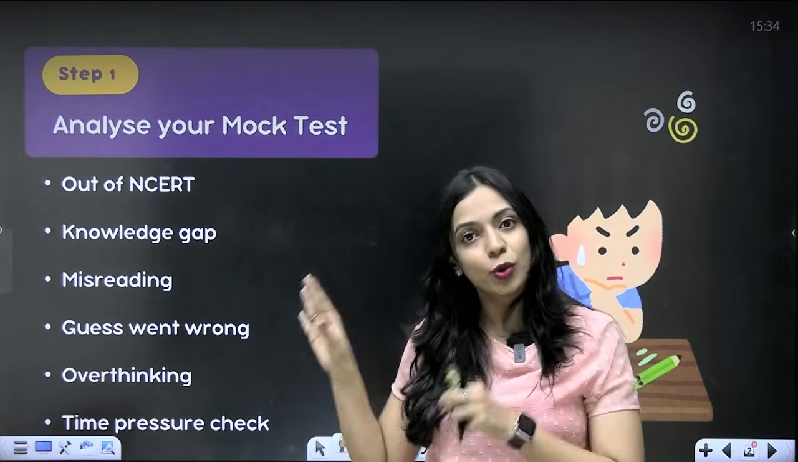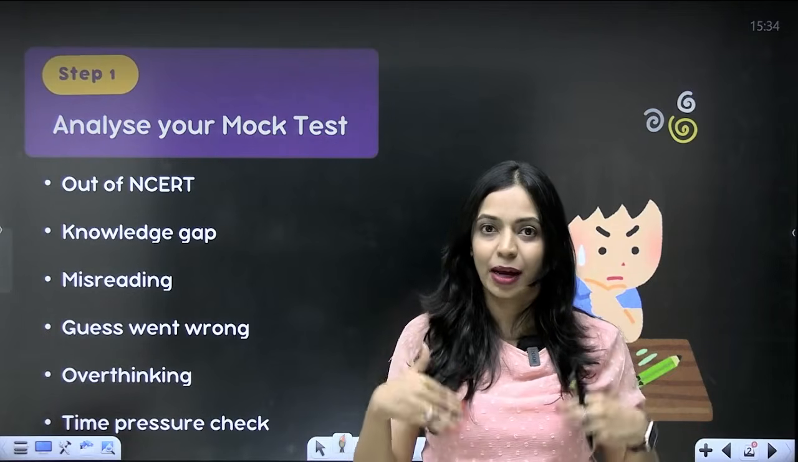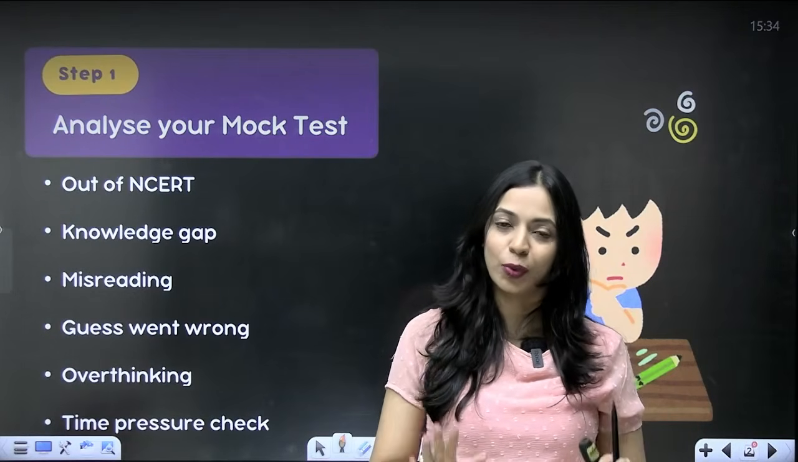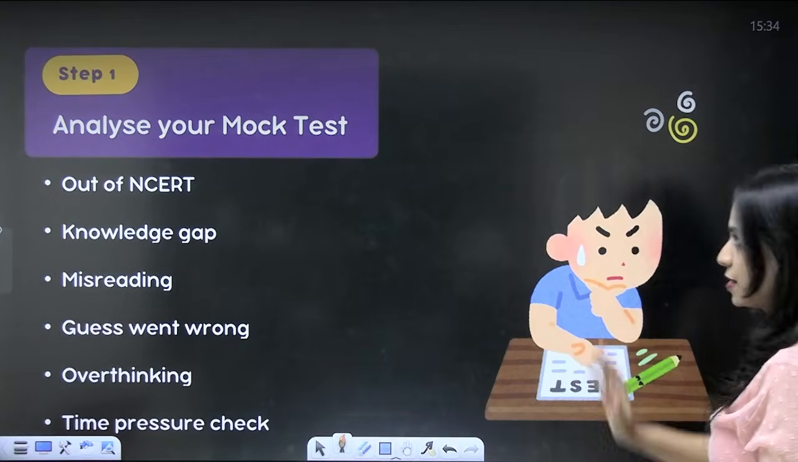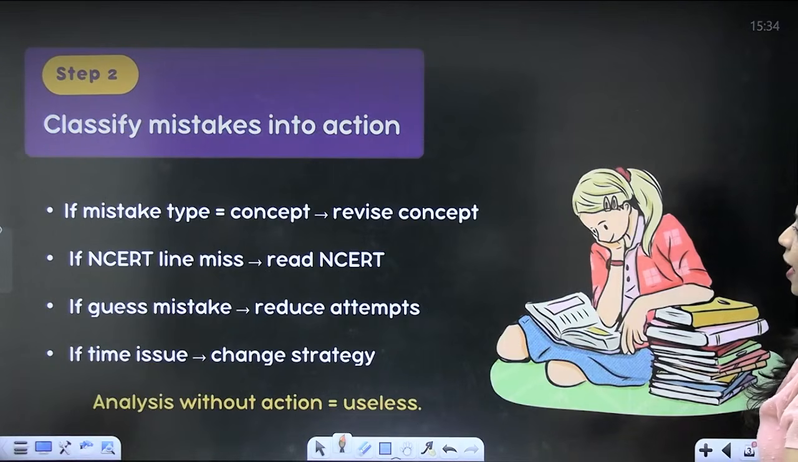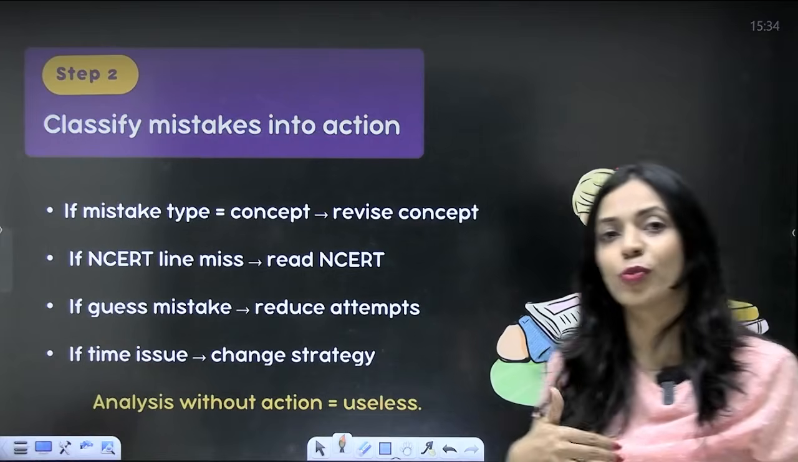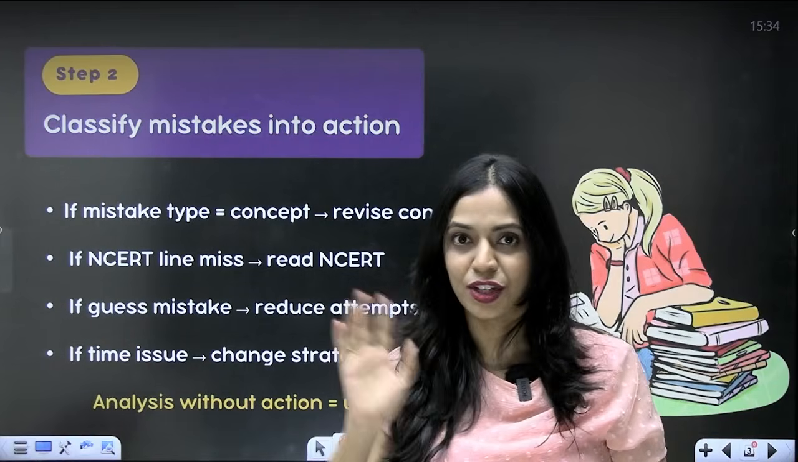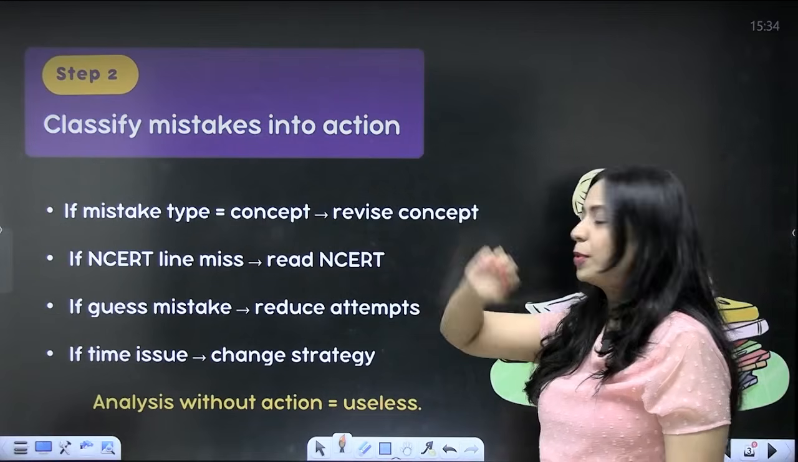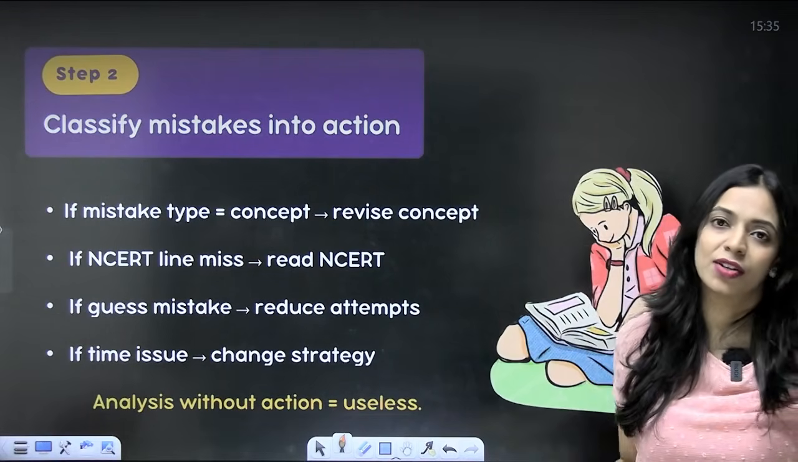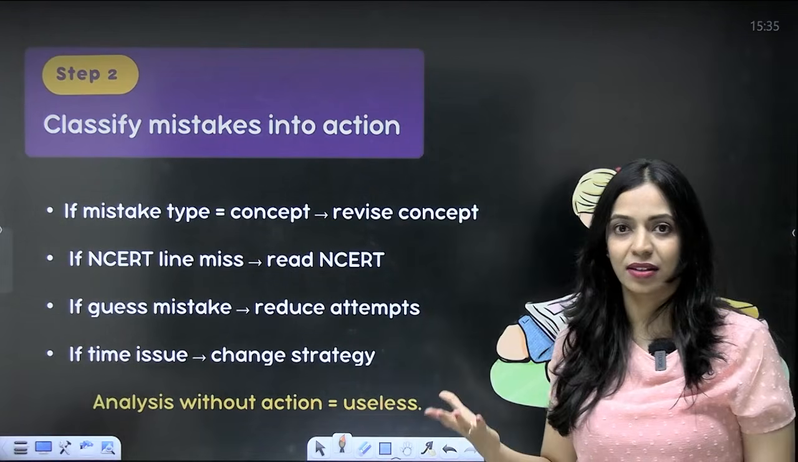And this is something that you can do by yourself. No teacher can come and do that for you. Nobody can do that for you. It's something that is on you to do, right? So that's the first step. Analyze your mock test. And once you have an idea of where you're going wrong, you know what action to take, right? So if there is a concept mistake, if there is a knowledge gap, you haven't understood that particular concept, you have to revise it, okay?